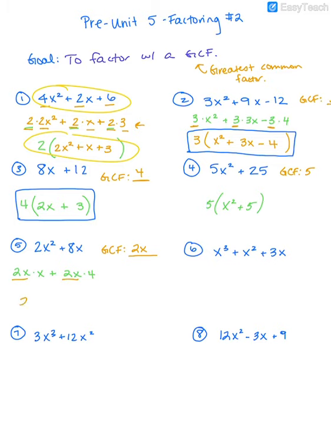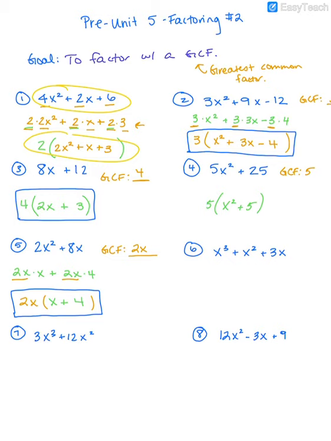So we pull that out front, and what are we left with once that 2x comes out front? We're left with the x plus 4. So that would be how we would factor the greatest common factor here. Now you guys did this back in Algebra 1, but it's been a while. So that's why we're going over it again.